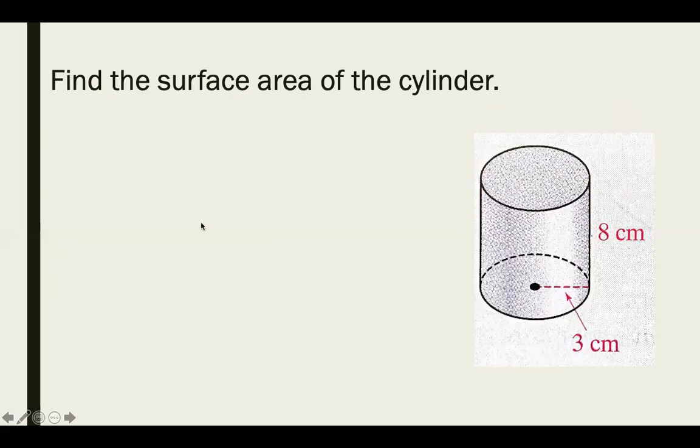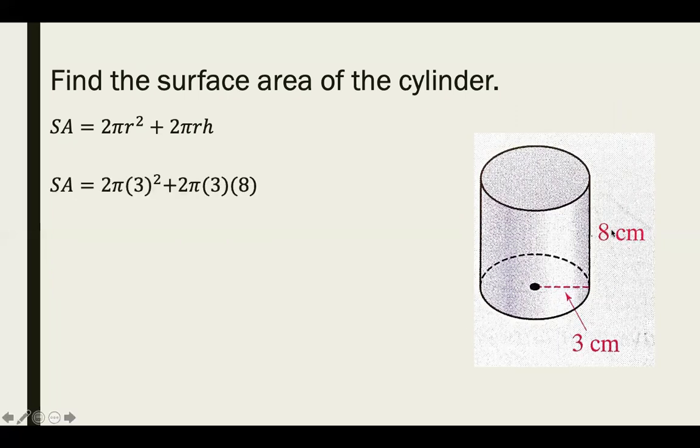Okay, so let's find the surface area of the cylinder. That's our formula that we just learned. Let's plug in what we got. The radius is 3, the height is 8. And now we just got to simplify.